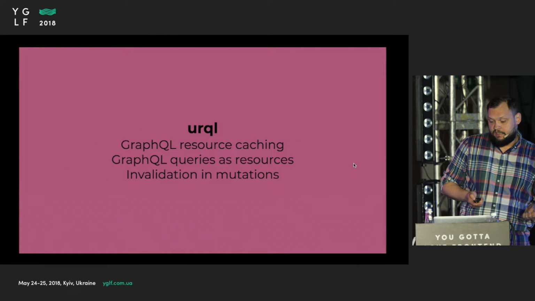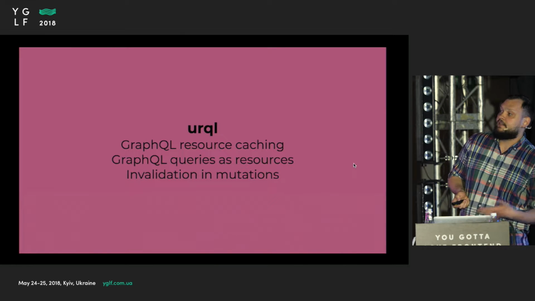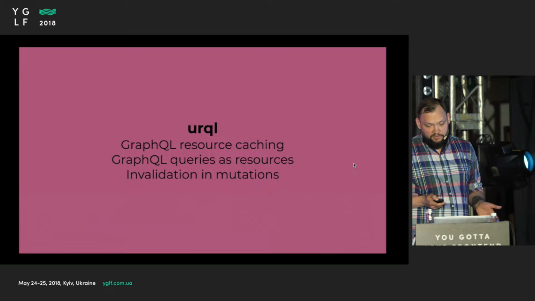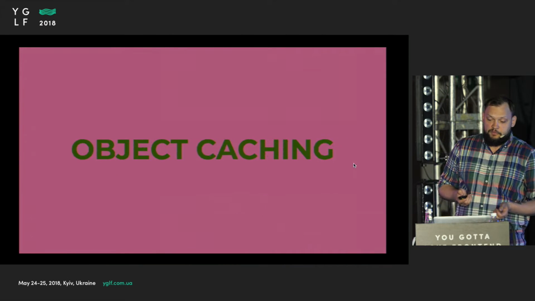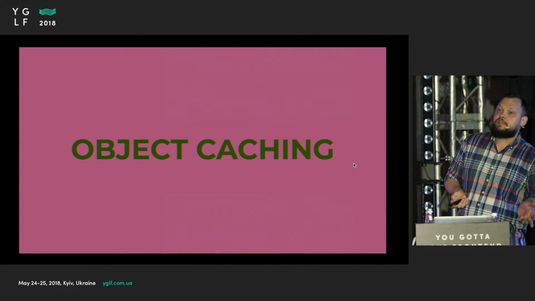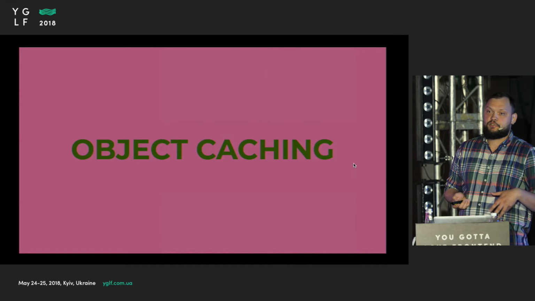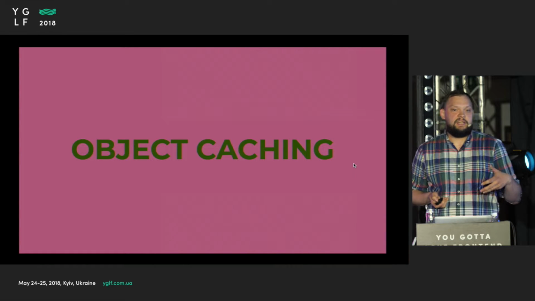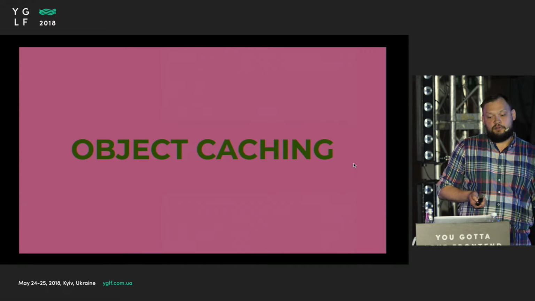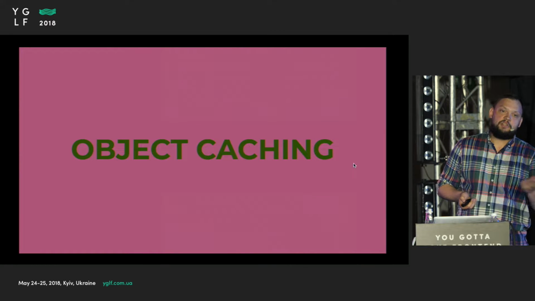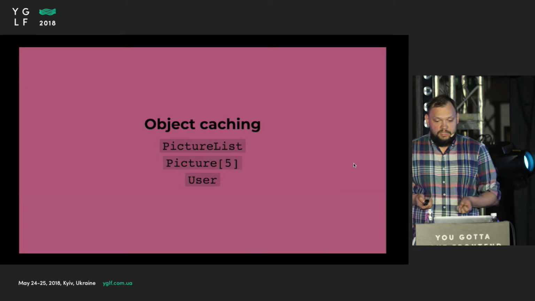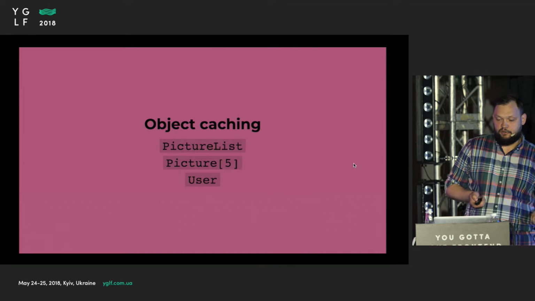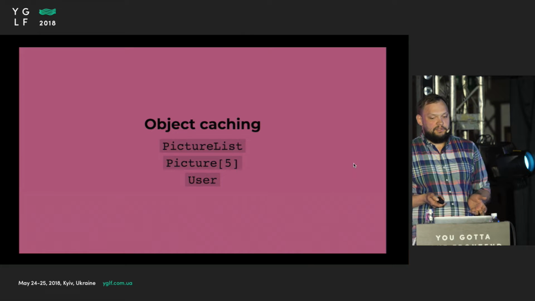Yeah, so while resource caching is nice and simple, it doesn't solve all the problems that we want the perfect cache to solve. So then we move to object caching. And object caching is when we get the data from a resource, and we somehow convert it to individual objects that are inside this response. And then we store these individual objects in cache, usually by ID. So you will have cache keys like picture list, fifth picture, or user when you're doing that.